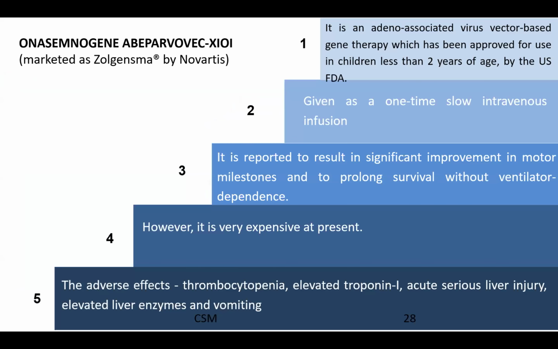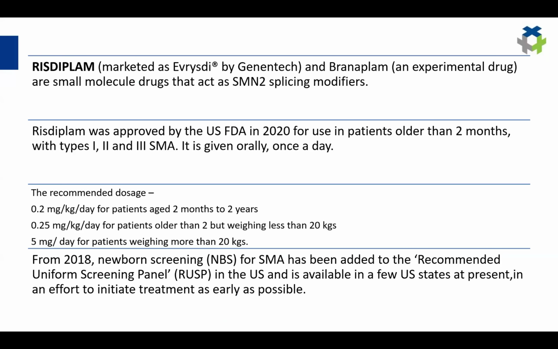Next is onasemnogene, which is marketed as Zolgensma. It is given as a one-time slow IV infusion. It is reported to result in significant improvement in motor milestones and prolongs the survival of SMA children without ventilator dependence. However, it is very expensive at present. Next are Risdiplam and Branaplam, which are experimental drugs.